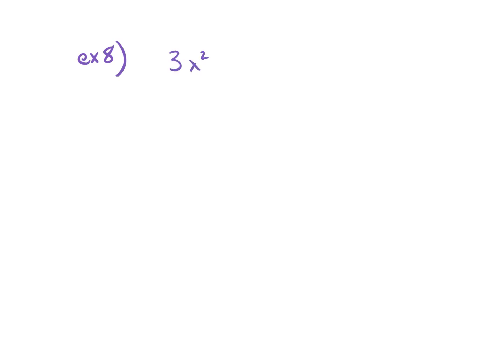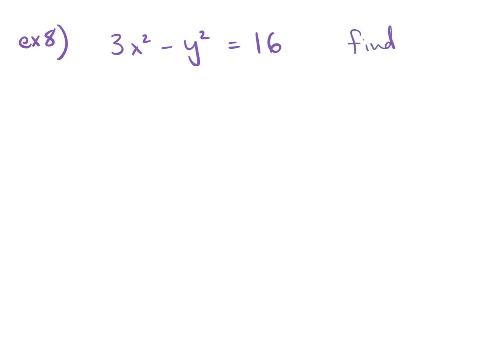So we have 3x squared minus y squared equals 16. Let's find the second derivative. So the second derivative written like this, instead of like our y prime prime, would be d2y over dx squared. So we're finding our second derivative. Well, let's start by finding our first derivative.